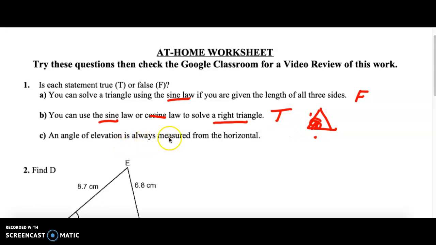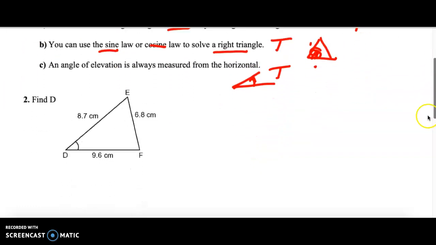An angle of elevation is always measured from the horizontal. So again, from the horizontal up, that's your angle of elevation. So that is in fact true. So let's solve some problems here.